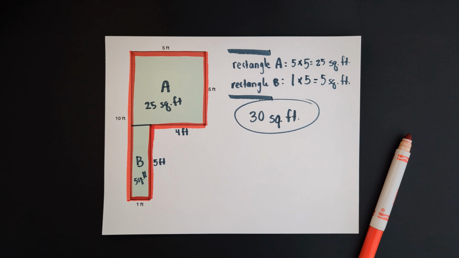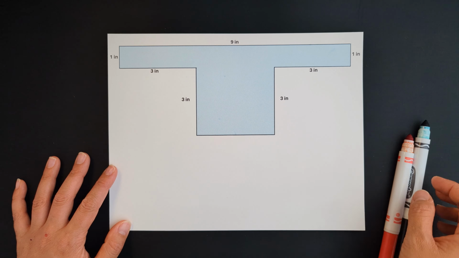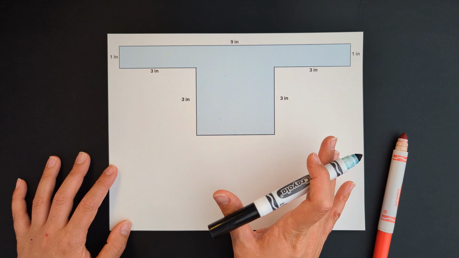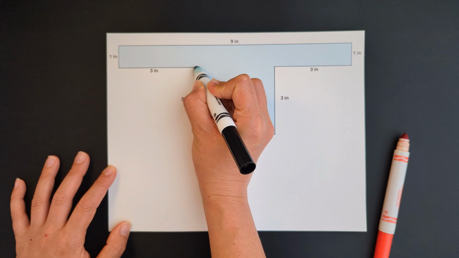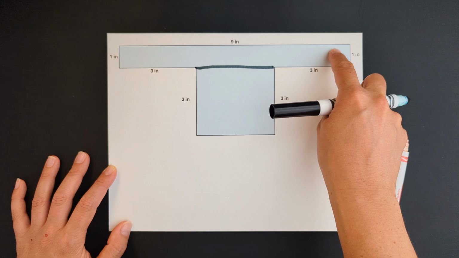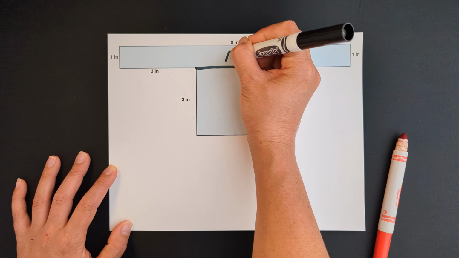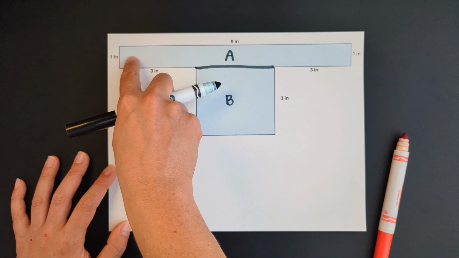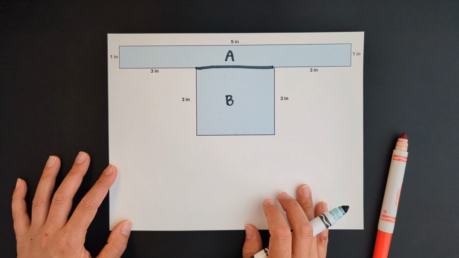All right, let's try another one. All right, let's find the area of this composite figure. So step 1 is to label the parts, right? So break it apart into smaller shapes. I think the easiest thing I can see is if I draw a line here, I'll have a shape on top and a shape on bottom, or a rectangle on top and a rectangle on bottom. And I'll label the one on top A and the one on bottom B. So just this longer rectangle is A, and then this rectangle on the bottom is going to be B.